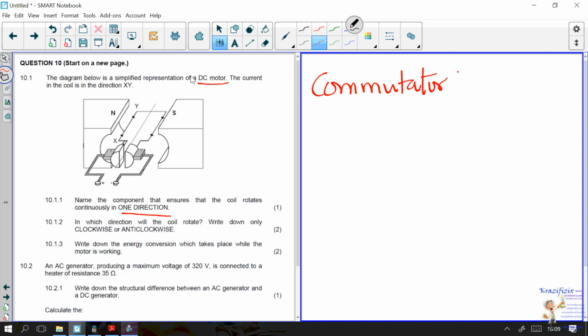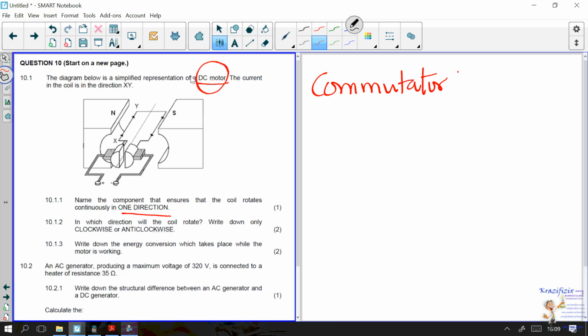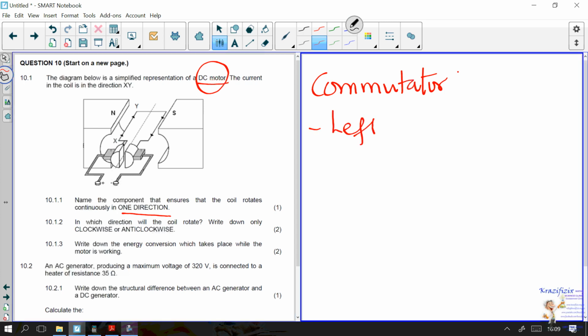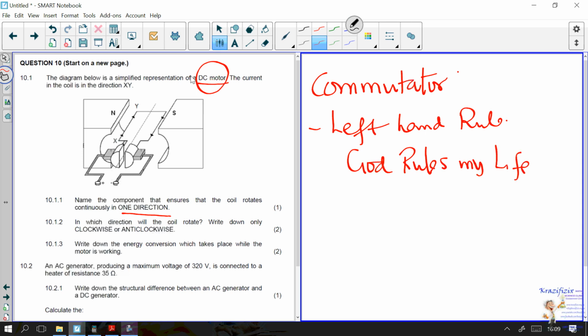In which direction will the coil rotate? Remember it's a commutator because I'm using a DC. Write down only clockwise or anti-clockwise. I am using my left hand rule. Now what we say is this: God rules my life. So it's GRML. Generators, right hand. Motors, left hand.